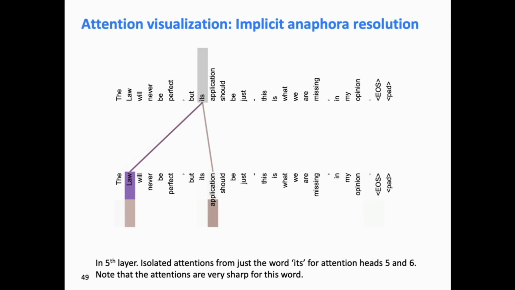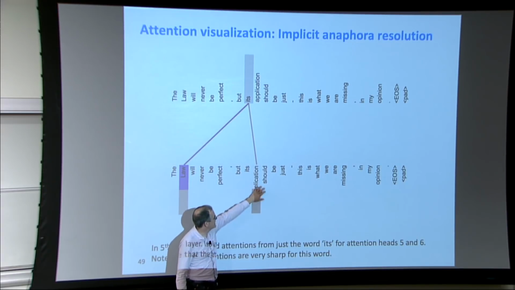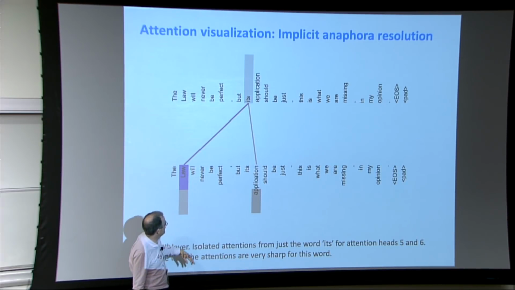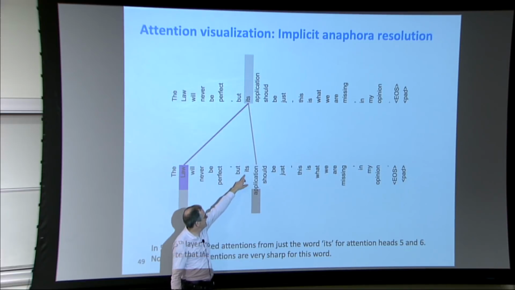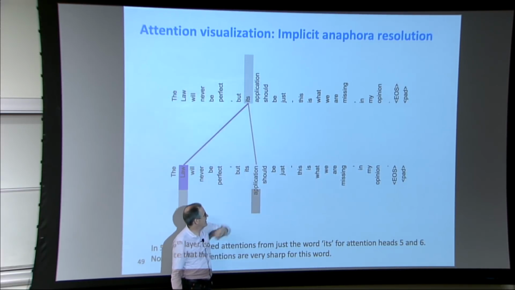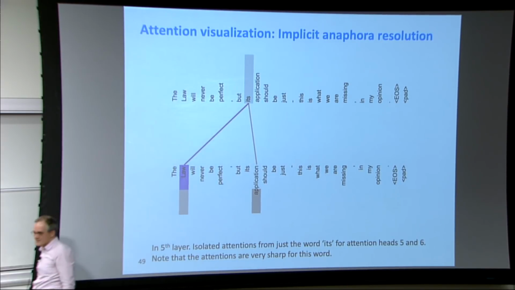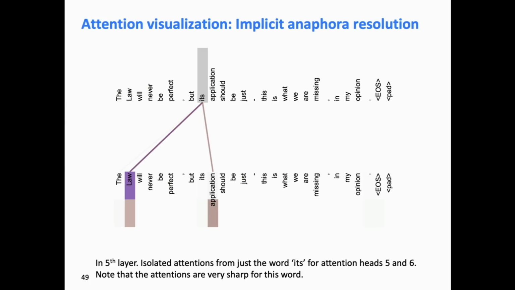Interestingly, for pronouns, attention heads appear to learn to look back to the reference. "The law will never be perfect, but its application should be just." One attention head for its is looking at what its is modifying, the application, but another attention head for its is looking strongly at what its refers back to, the law. So that seems kind of cool.